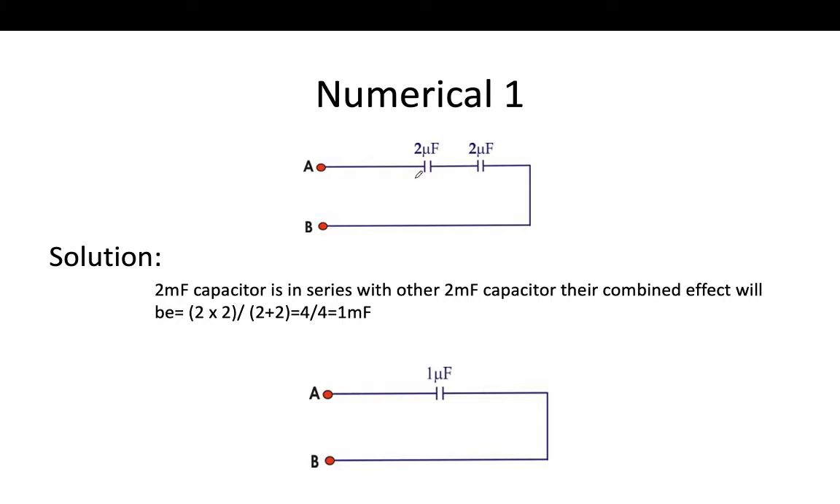These are the two capacitors. They are connected with each other in series. 2 microfarad, and this is also 2. So how will we find the combined value of these two capacitors where the capacitors are connected in series? This is our first value and this is our second value.